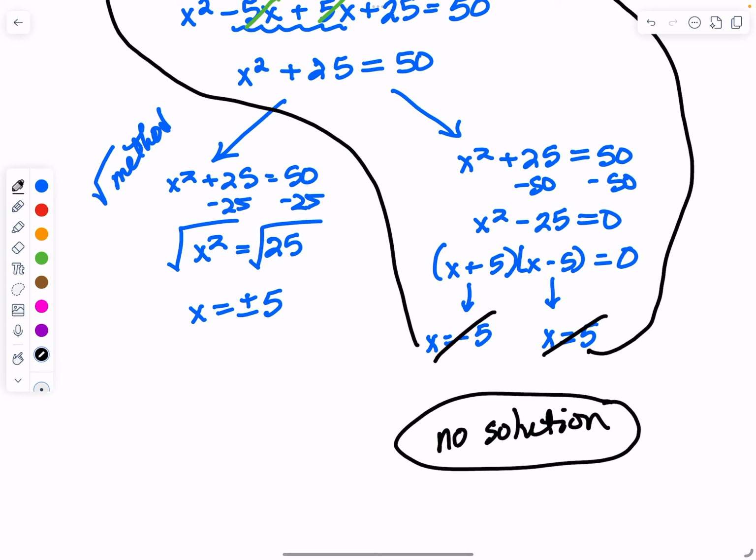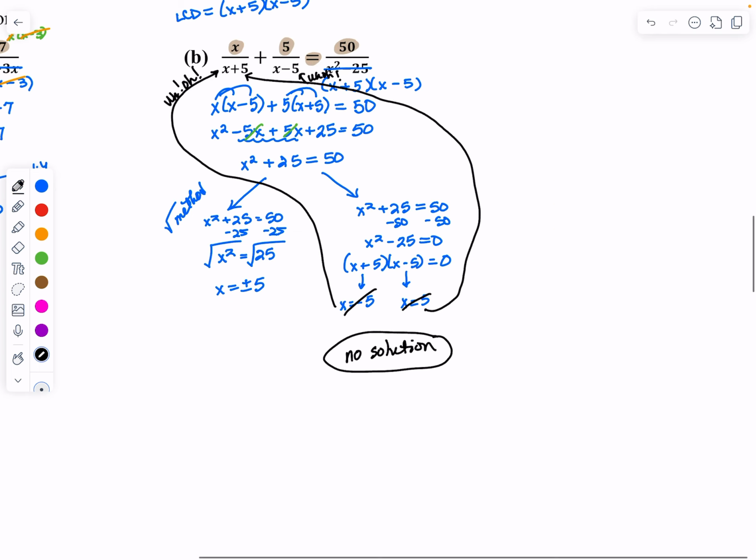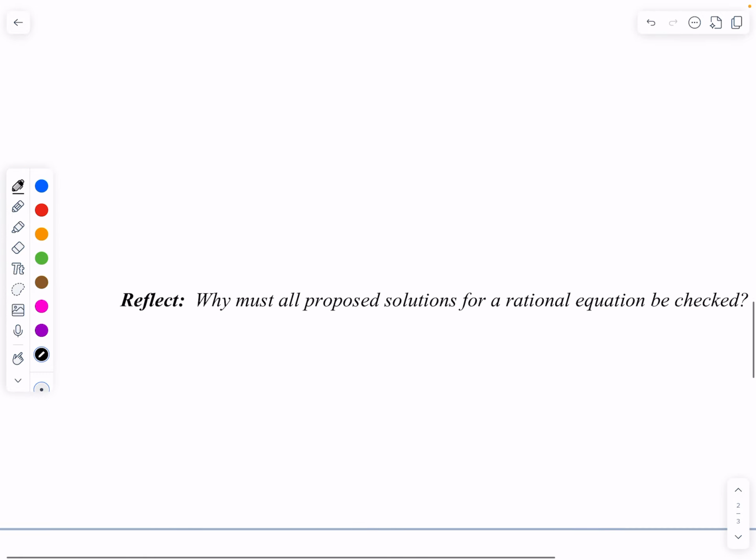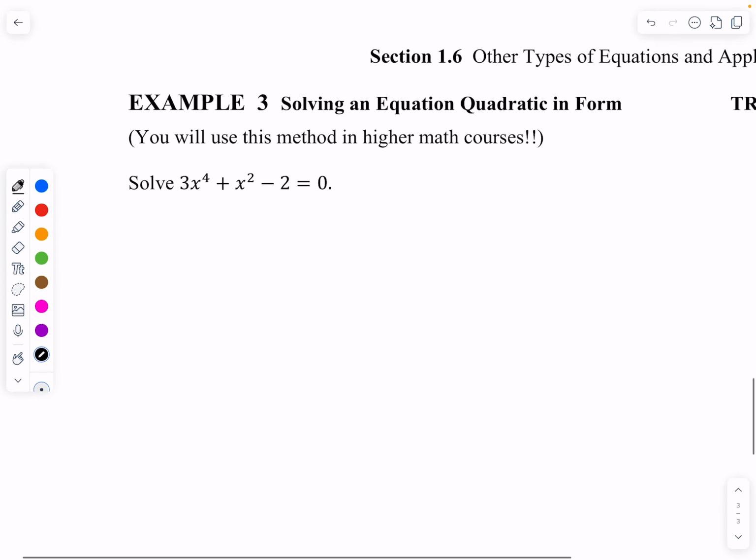Okay. Now, so far, it's been an all or nothing. That does not always happen. You might have one where the negative 5 doesn't work and the positive 5 does work. Okay. But in this case, both of them did work. All right. Let's do one more problem, and this is something that you're going to use a lot in higher math courses. It's where you take a little bit harder problem and write it in terms of a not so hard problem.